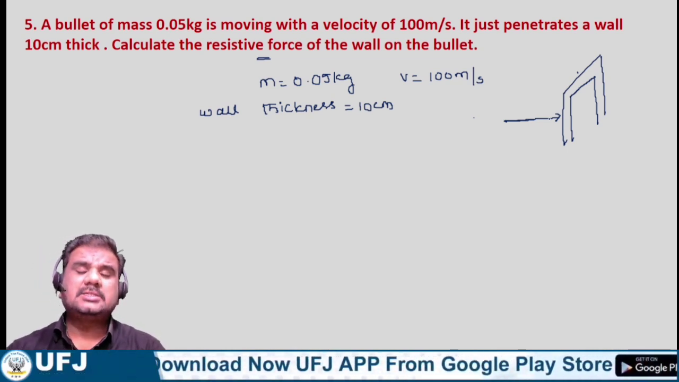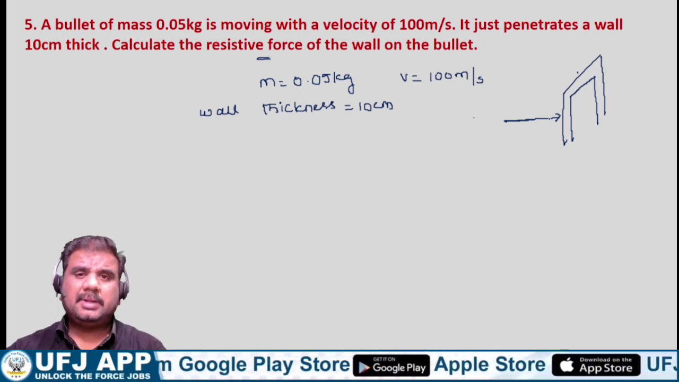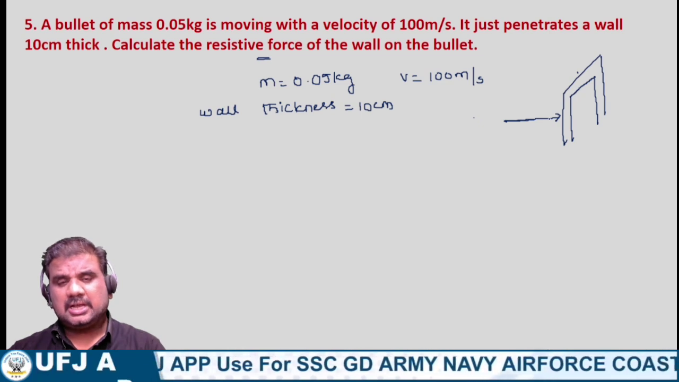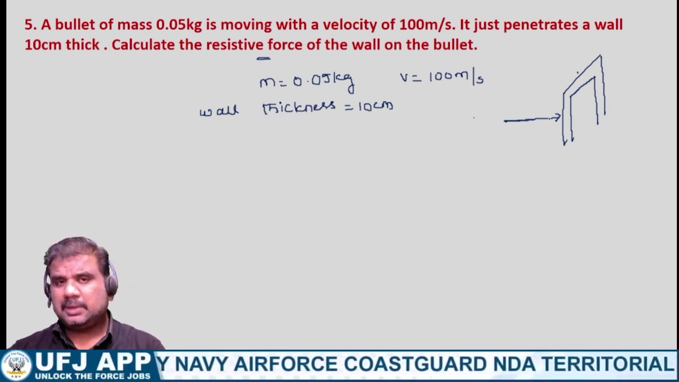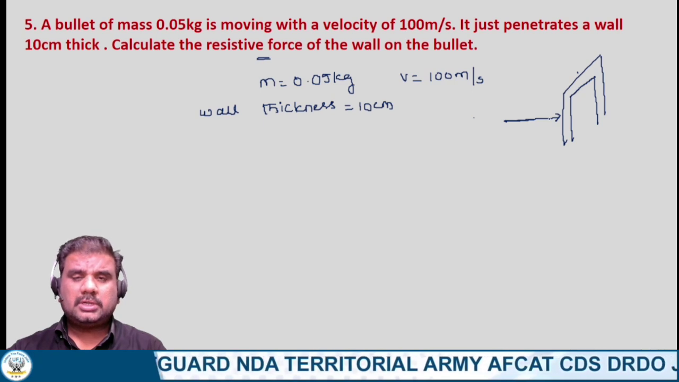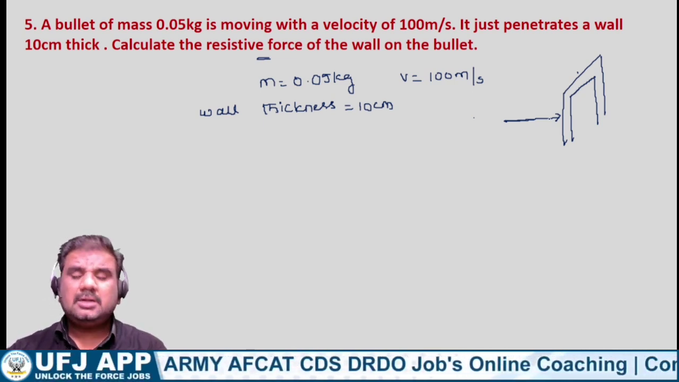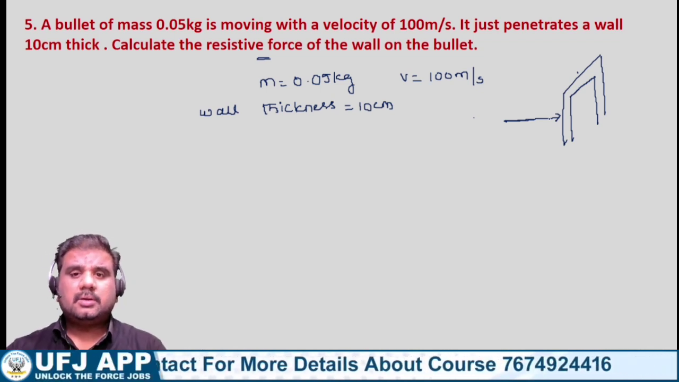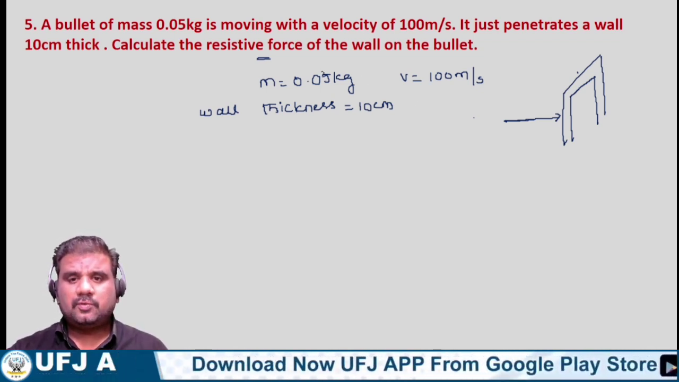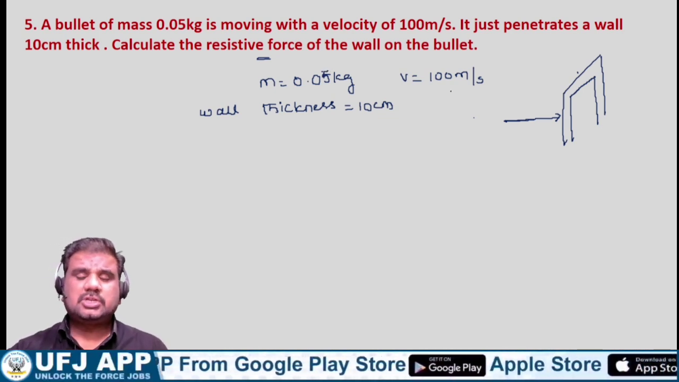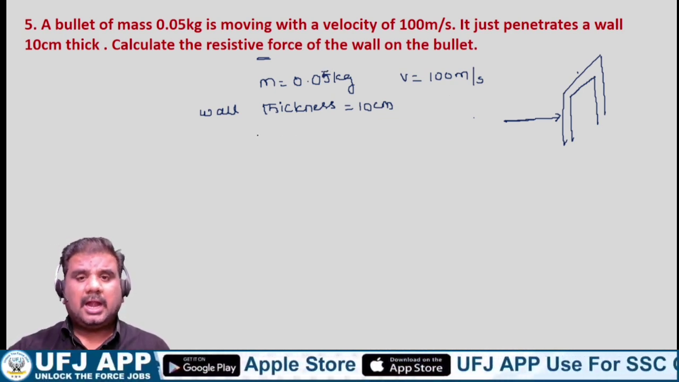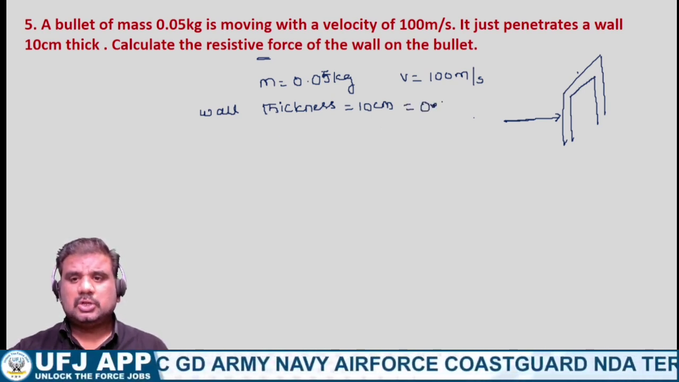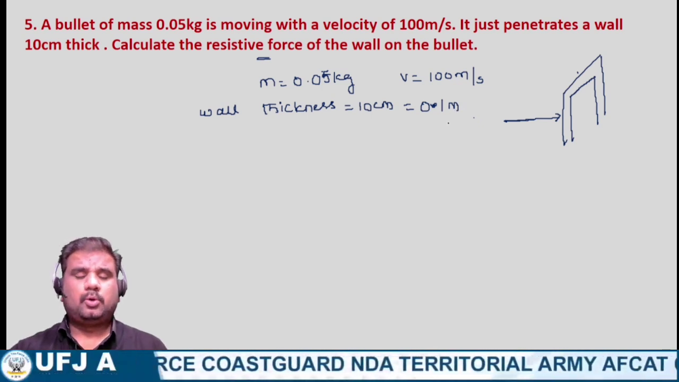So what do we need to calculate? How much force the wall applies on the bullet. So the velocity of the bullet should decrease, the bullet should stop instead of moving forward. For that particular thing, what is the amount of force that is applied by the wall on the bullet? That is what we are going to calculate. Right? What is the mass? 0.05 kgs and here now velocity equal to 100 meters per second. And wall thickness is 10 centimeters, or else you can even write this one as 0.1 meters.